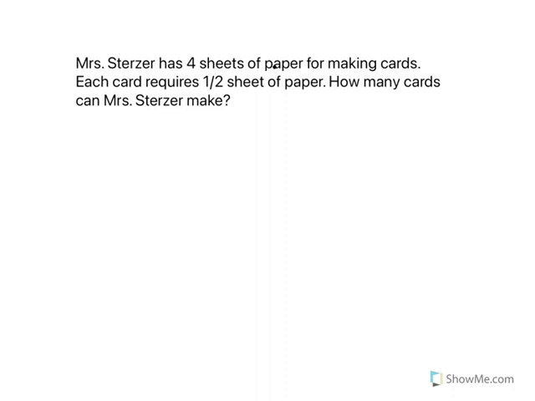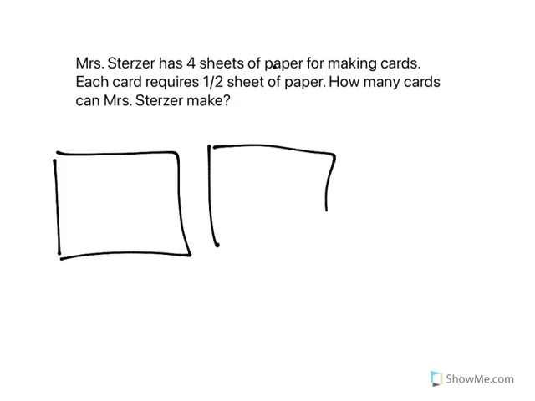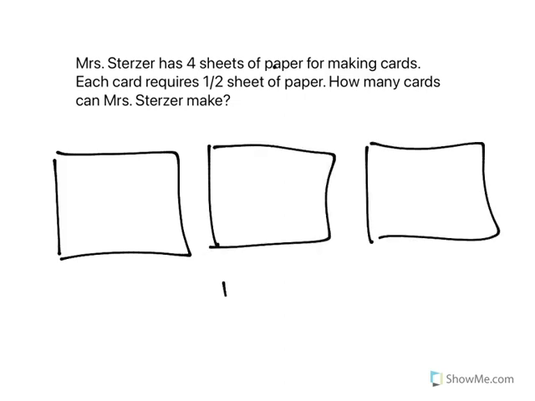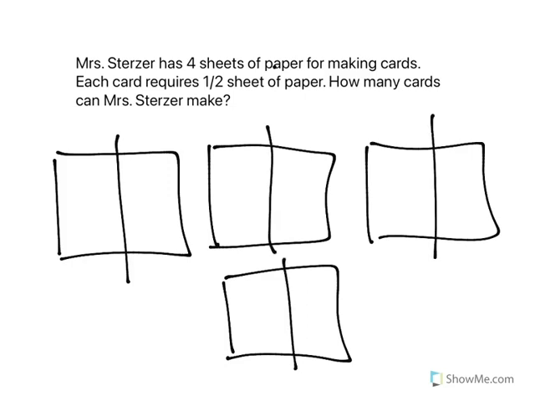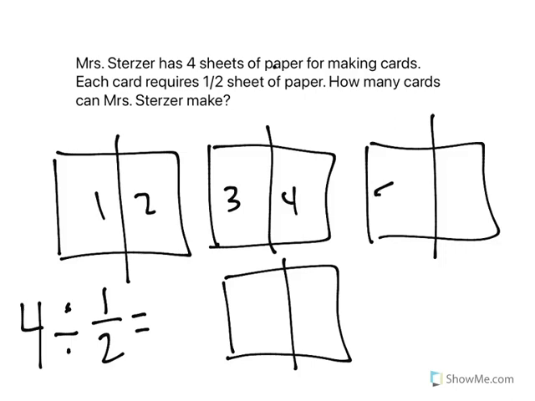Okay, let's look at this. So we have 4 sheets of paper. The best way to solve these is to draw the 4 sheets of paper. Those are some lopsided sheets of paper there. We're going to cut them in half. So we have 4 sheets of paper divided in halves. Well, how many cards did I make? 1, 2, 3, 4, 5, 6, 7, 8. I made 8 cards.